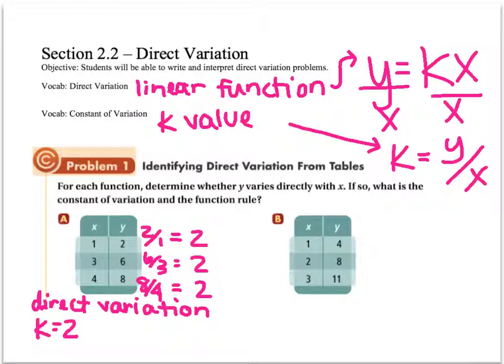And then when it says to write the function rule, that means what if we wanted to input an x or a y value? Then we need to follow the y equals kx equation. We know what k is, so now to make a function rule for this situation, we just plug in k, and our rule is y equals 2x.